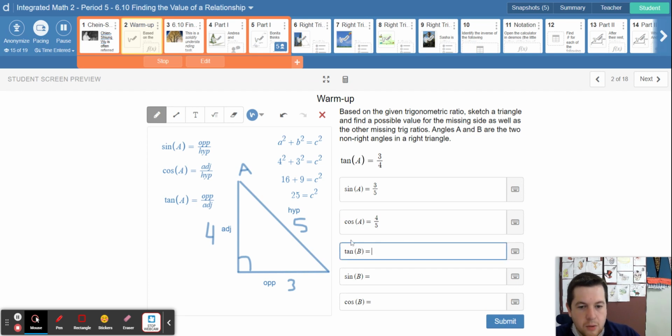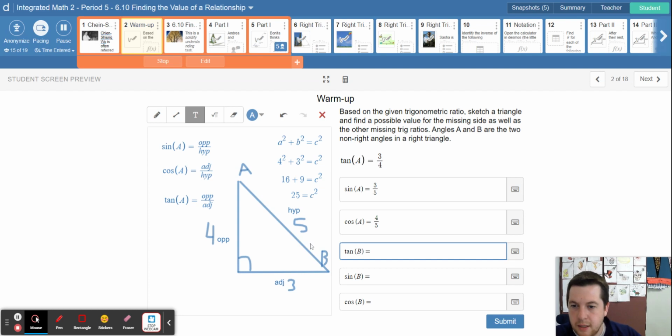Now my tangent of B. Angle B is the other angle that hasn't been labeled here, so that's down here. So this would be B. When I change my angle of reference, it actually changes my opposite and adjacent, because now from B, the opposite side, the side that's not touching, is actually over here. So I'm going to swap these. Now my opposite is 4 and my adjacent is 3, because I changed my angle of reference.